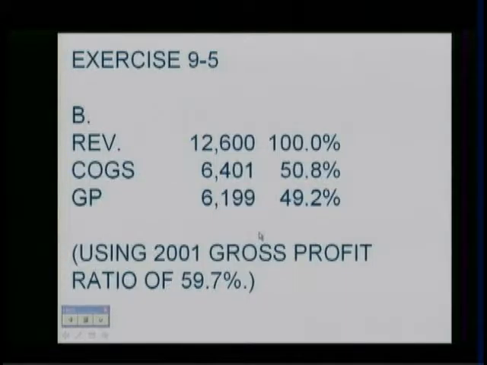One thing to realize from this example, the one that's on the screen right here, revenue is always 100%. Cost of goods sold is simply a percentage of revenue, so in this case it would be 64.01 divided by 12,600, that would give you 50.8%. Gross profit is simply 61.99 divided by 12,600, or 49.2%. These two, the cost of goods sold and gross profit, have to total to 100%. Revenue is always 100%.